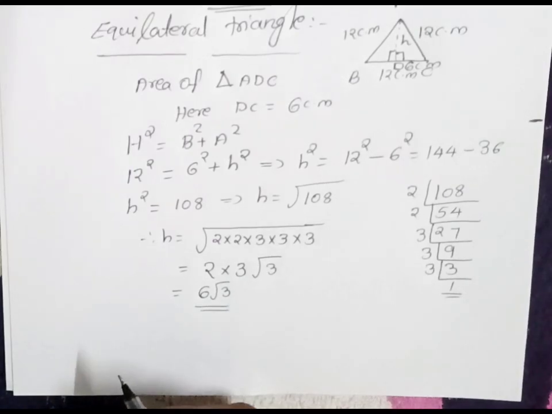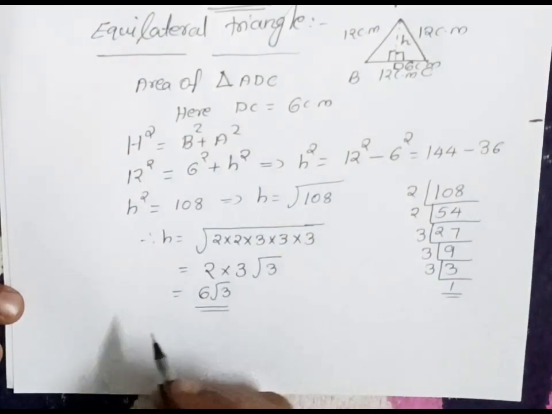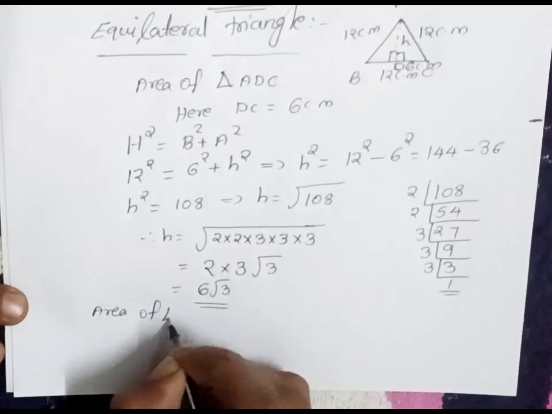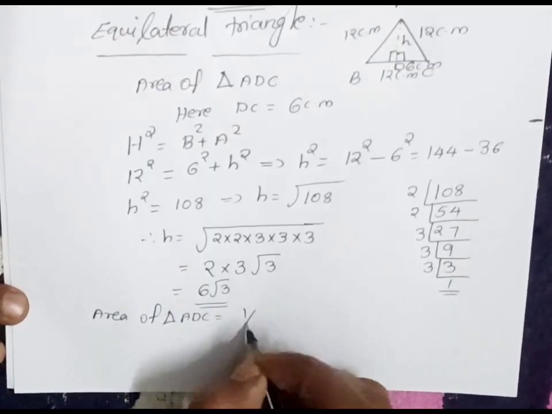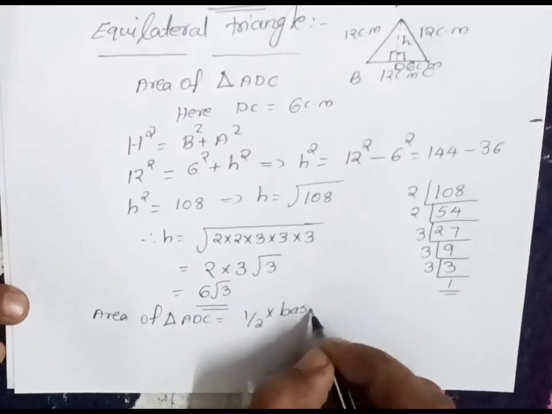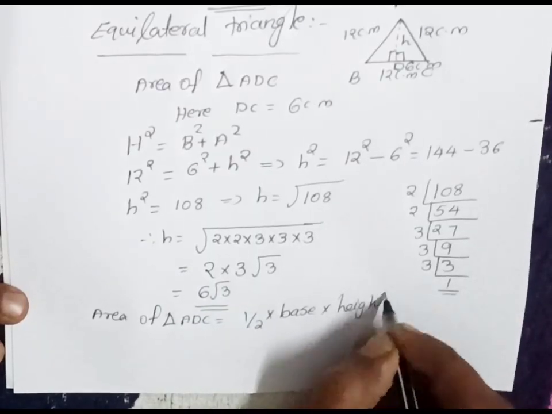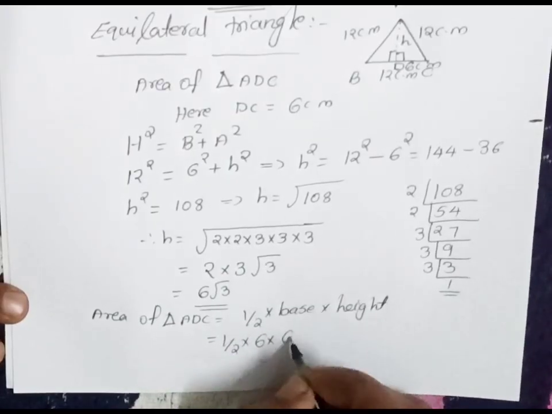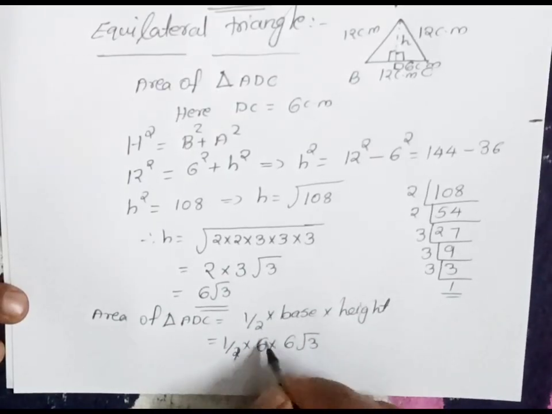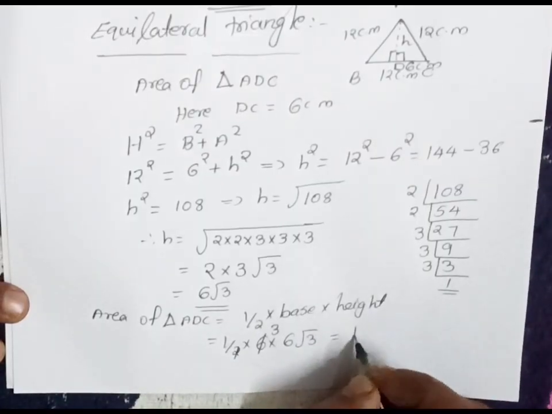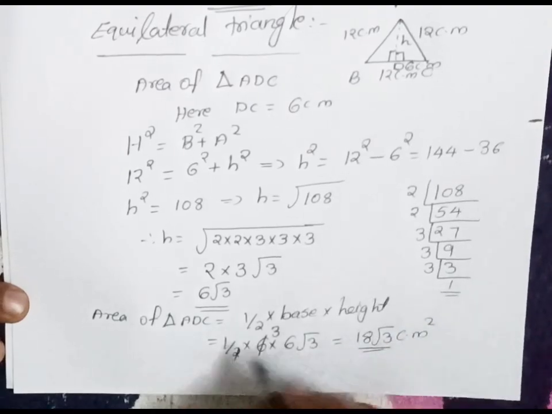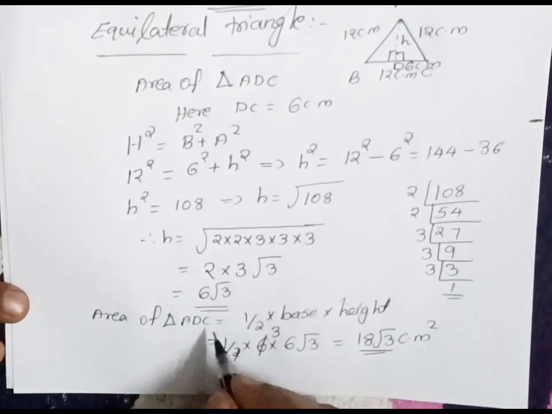Therefore, next we can find out the area of the right angled triangle ADC. What about the area? Area of right angled triangle ADC equals half into base into height. Now here base is 6 centimeter, half into 6 into the height, 6 root 3. Therefore, 3 2s are 6, then 3 into 6 is 18. Our value is 18 root 3, the area of the right angled triangle ADC.